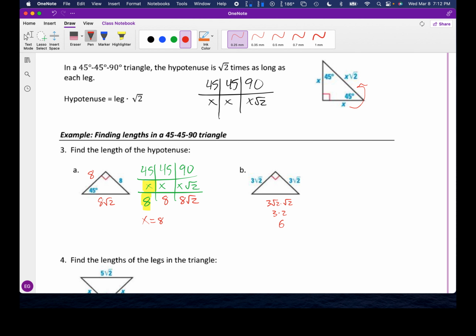That's exactly what I did in B. I would plug it in, and I would say that x is going to be 3 rad 2, and then I did 3 rad 2 times rad 2 for that pattern. If you want to look at the answer key for that one, you can see the work shown out.